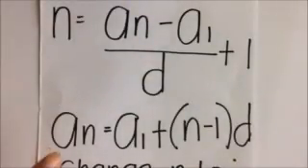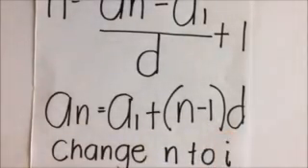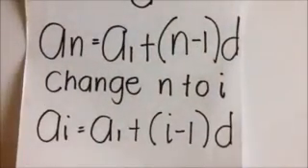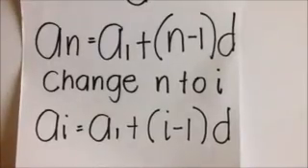When the value of n is not given, just use the formula n equals an minus a1 over d plus 1. When the last term is not given, just use an is equal to a1 plus the quantity of n minus 1 times d. And change n to i to make it ai is equal to a1 plus the quantity of i minus 1 times d.